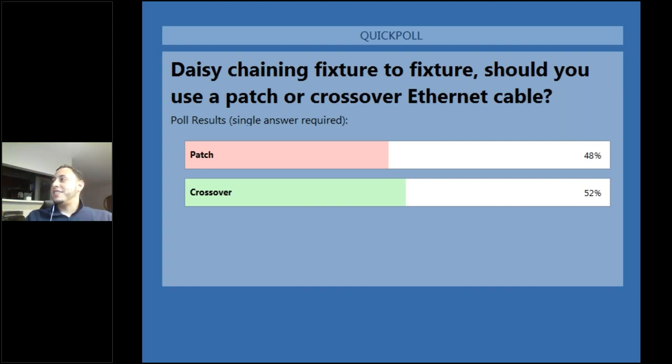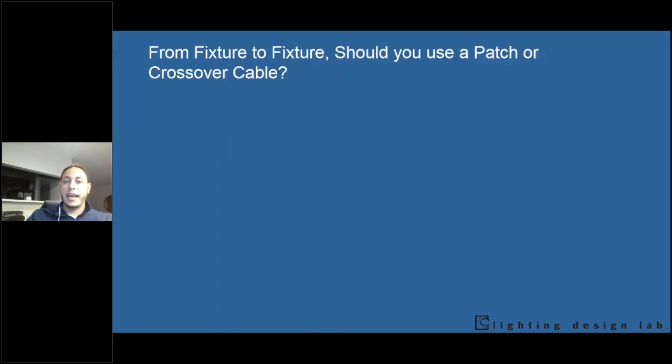If we're going to daisy chain fixture to fixture, if it's the same device, we want to use a crossover cable. And again, this is a harder rule for IT equipment than some of the PoE architecture. But if we're talking about IT equipment of the same device, we want to use a crossover cable, and if we're going to use different types of devices, we want to use a patch cable.